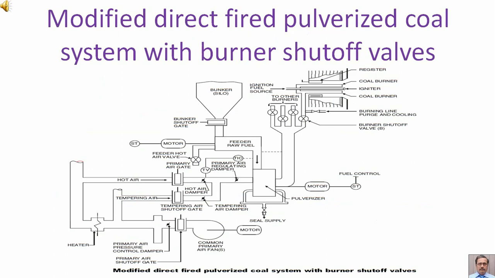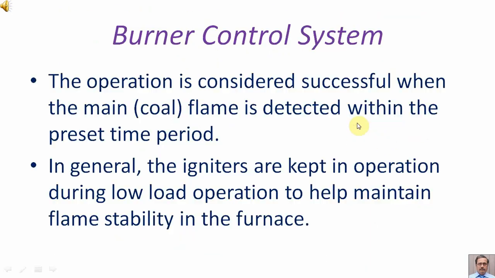Pulverizer and coal feeder are shown in this diagram. You can also see the burner shutoff valves in the diagram. The operation is considered successful when the main, that is coal flame, is detected within the preset time period.